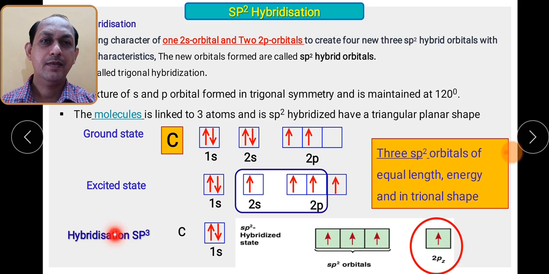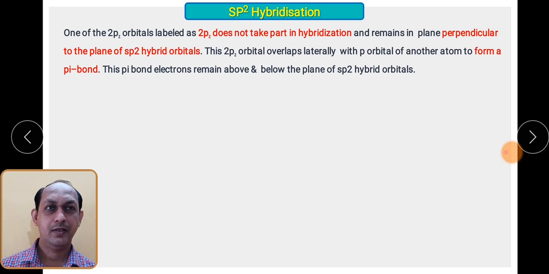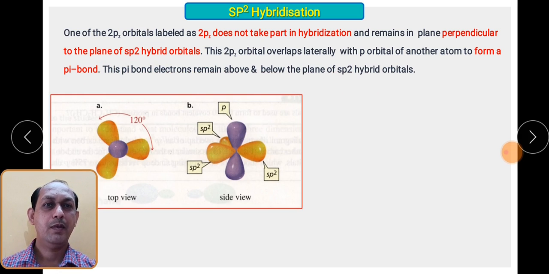So in the hybridization of sp2, the 1s will remain as it is, and these 3 orbitals combine to form the sp2 hybridized orbitals, and this will remain as it is. As we know, the pz orbital does not take part in the hybridization process, and it always remains perpendicular to the plane of the sp2 hybridized orbitals, and it may be utilized for the formation of a pi bond. So pi bond electrons remain above and below the plane, as the overlap takes place above and below the axis.